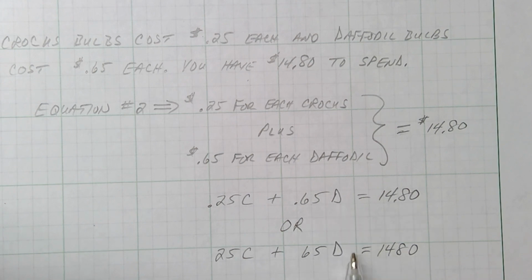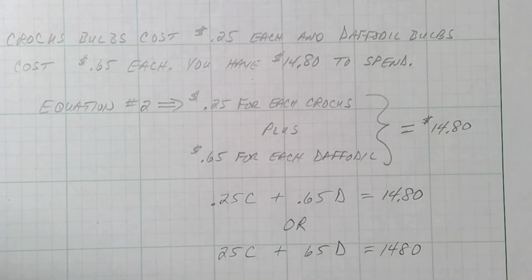Either one's fine. These are the same equation. This equation and this equation, same equation. This one has decimals. This one's bigger and has whole numbers. I always prefer to mess with the equations with whole numbers. It's less confusing, but you can do what you want.